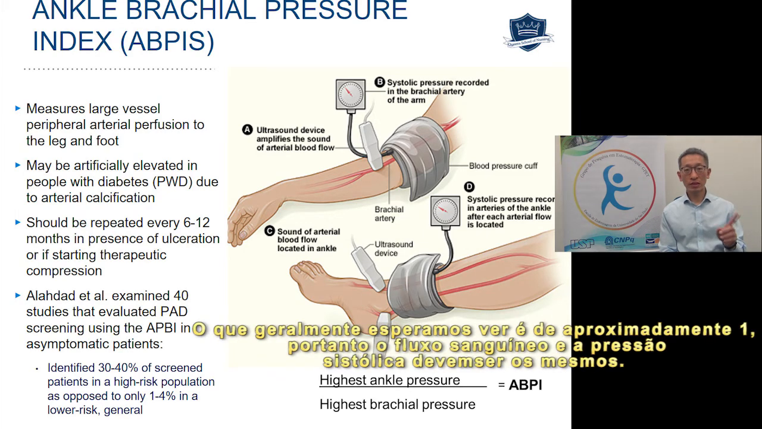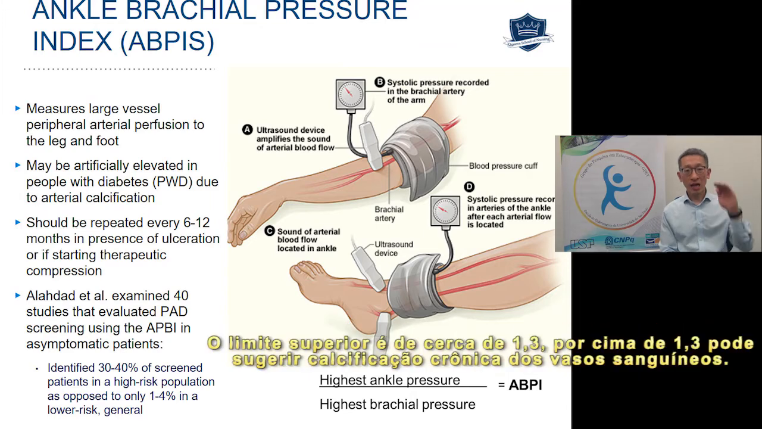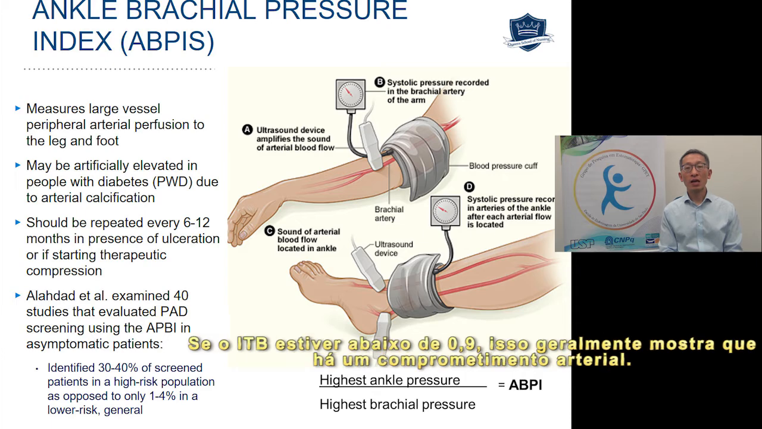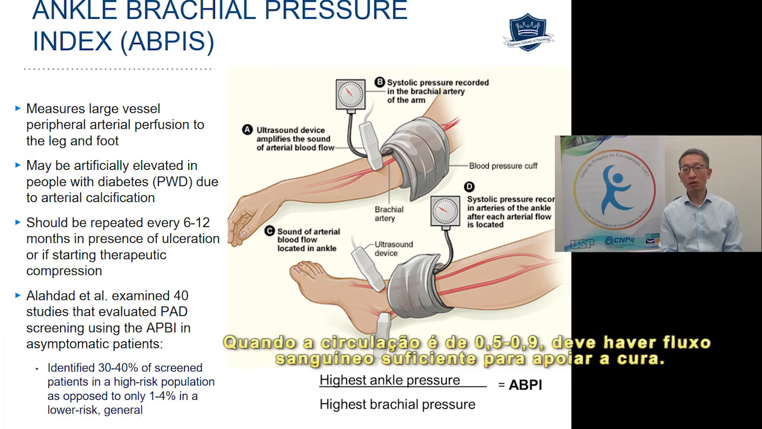So usually what we expect to see is about 1. The blood flow, the systolic pressure, should be the same. There's a high limit, about 1.3. Beyond 1.3, again, it suggests there may be atherosclerosis or calcification of the blood vessels, or false elevation. If the ABI is below 0.9, there's usually an indication of arterial compromise. But we often say that if the circulation is 0.5 to 0.9, there should be enough blood flow to support healing.